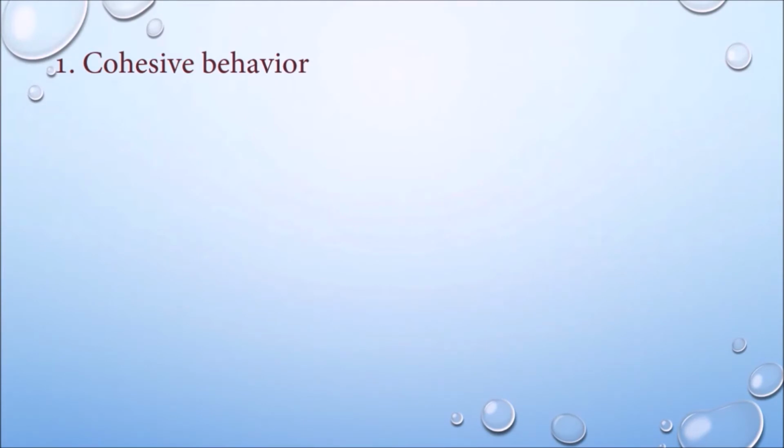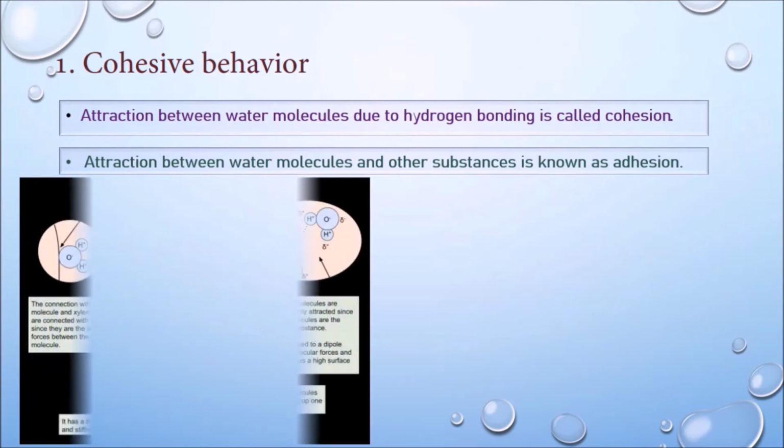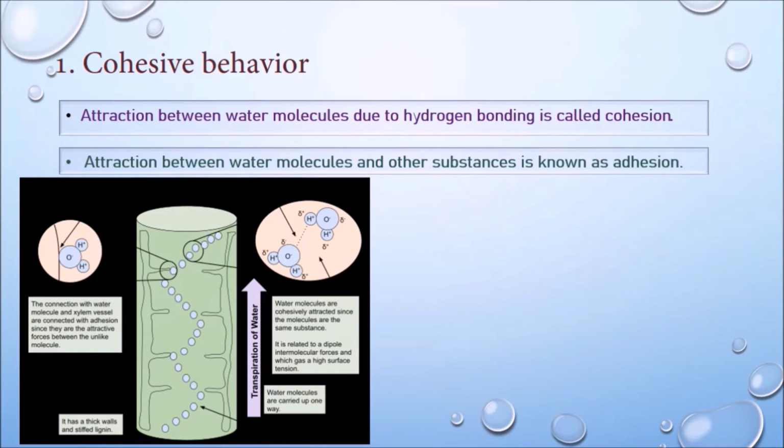Cohesive behavior. Attraction between water molecules due to hydrogen bonding is called cohesion. Attraction between water molecules and other substances is known as adhesion. Both of these properties allow water to act as a transport medium. Water and dissolved substances such as minerals and nutrients are transported through vascular tissues in plants against gravity with the help of cohesion and adhesion between water molecules and cellulose molecules in cell walls.